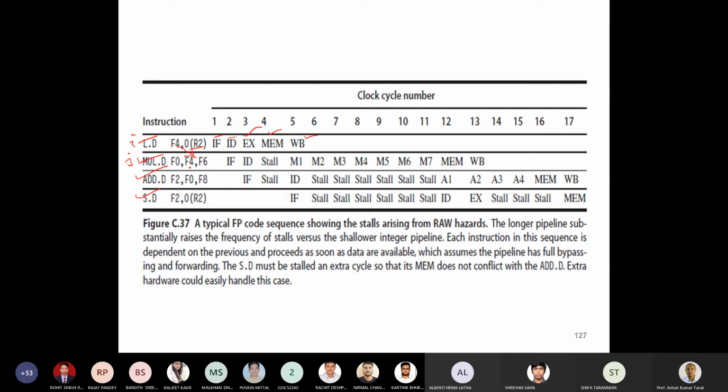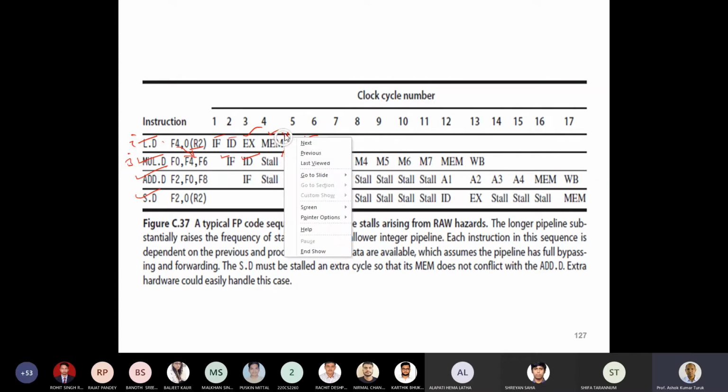But let's look at what the impact of this RAW hazard is in our pipeline. You fetch, then decode. The load value will be available only after the end of the memory stage, so it will be written into the pipeline register between the memory and the write back stage. The multiply instruction needs the value of register F4 at the beginning of the clock cycle, but it is available only at the end of the clock cycle. So there is a stall here.